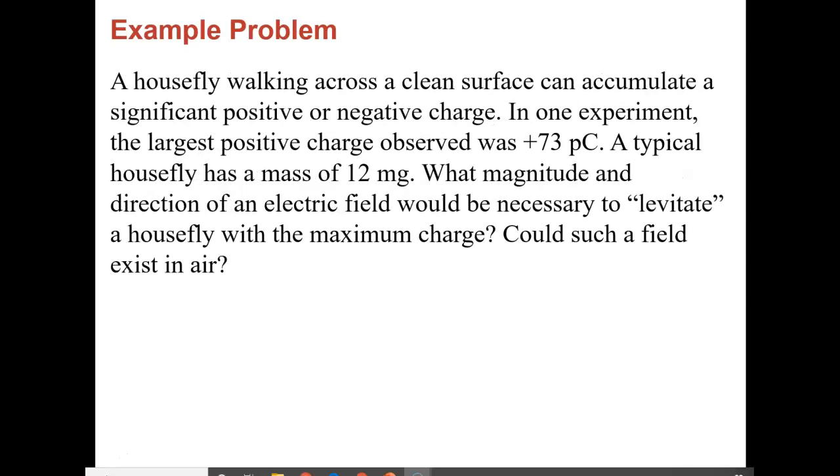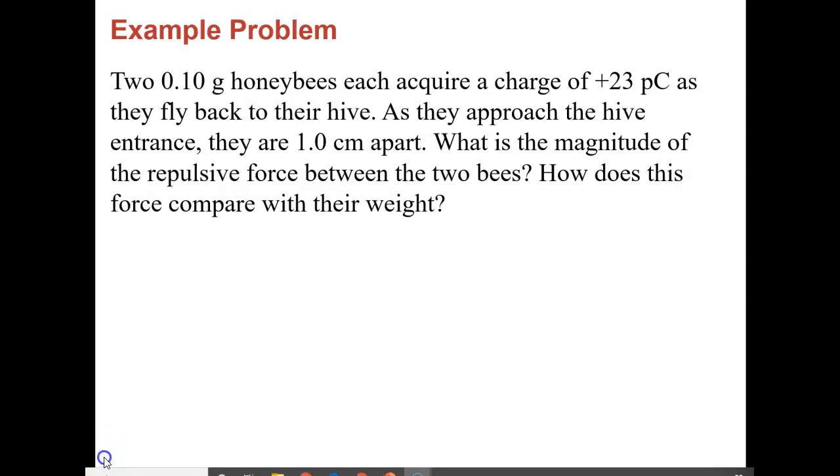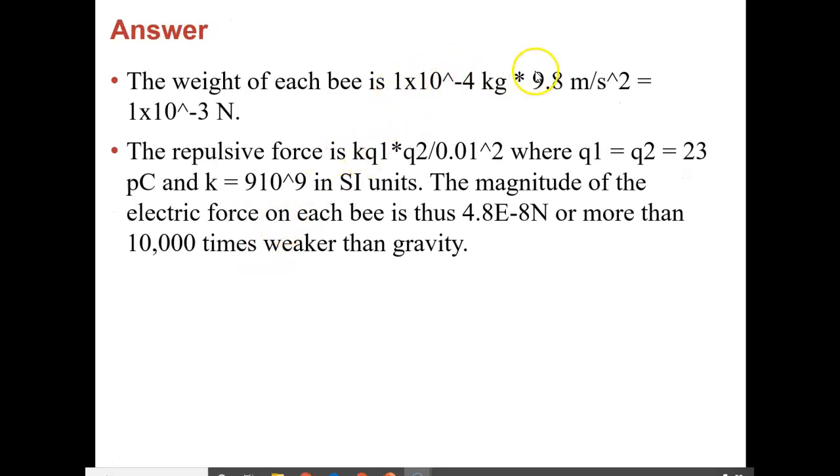Okay, so if we look at the answer here, the weight of each bee is its mass times gravity, which is 1 times 10 to the negative third newtons. So the repulsive force is Coulomb's constant times Q1 times Q2 divided by 0.01 squared. So this is your radius squared. Q1 and Q2 are 23 picocoulombs, really, really small coulombs, not much. And K is 9 times 10 to the 9th.